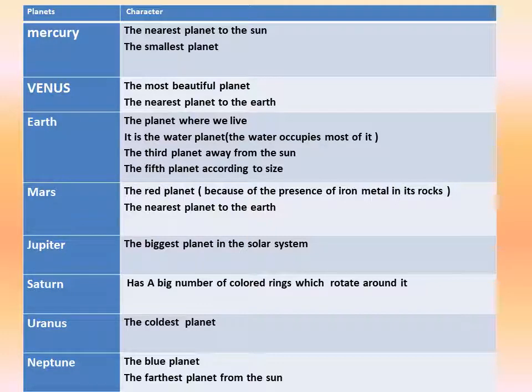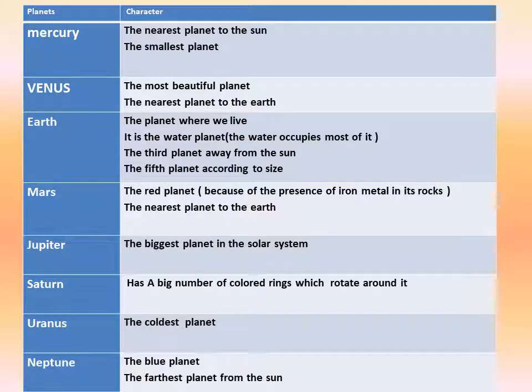Venus. Venus is the most beautiful planet, and it's the nearest planet to the Earth. It's the neighbor of the Earth. Earth is the planet where we live, and it's the water planet. Why? Because water occupies most of it. And it's the third planet away from the sun, and the fifth planet according to size.